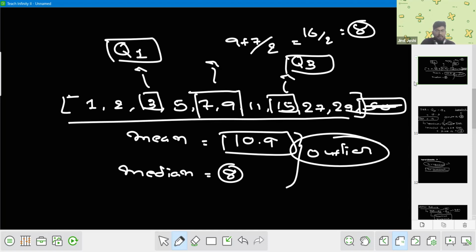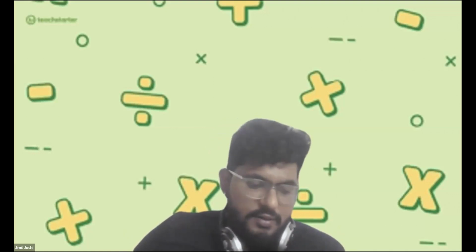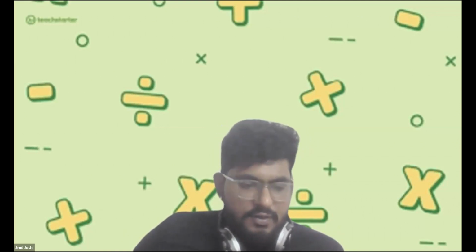Understood everyone? What is an outlier and how you will calculate it? Any doubt? Anyone? Are you all able to understand how to find the outlier in your data and what exactly the outlier is? What is the mean? What is the median? Everything understood? Yes? No?